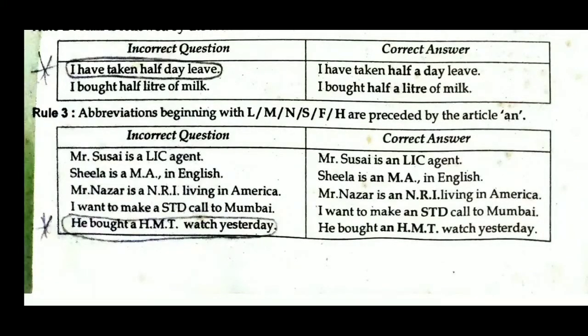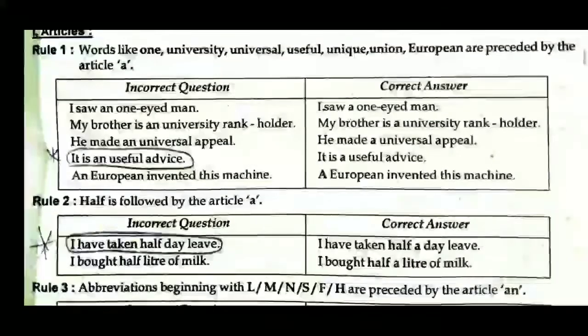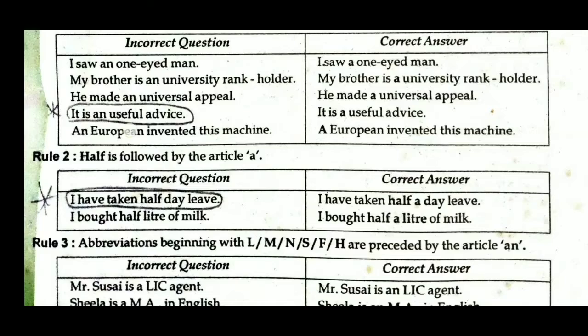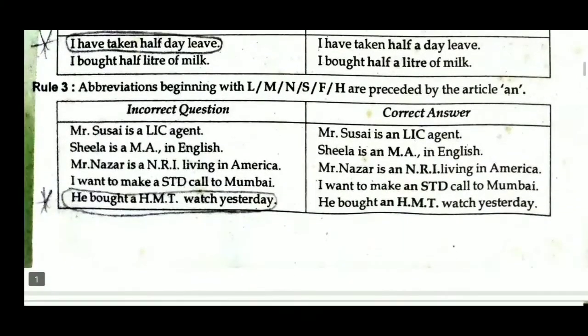The rule is abbreviations beginning with L, M, N, S, F, H are preceded by the article an. So what is rule number 1 on the first page? Words like one, university, universal, useful, unique, union, European are preceded by the article a. Half is followed by the article a. Abbreviations beginning with L, M, N, S, F, H are preceded by the article an. Shall we move on to the next one?